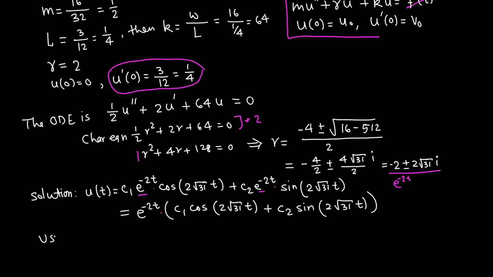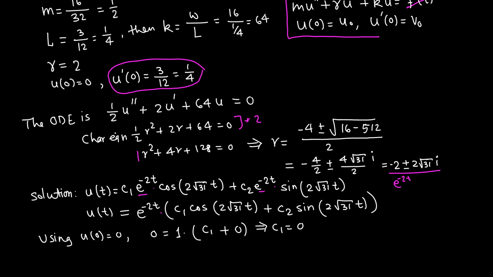So using u(0), initial displacement is 0, we get this u(t), by the way, here same thing, this is 0 when t is 0. So e raised to 0, which is 1, times inside c1 cosine 0. 0 times any finite number is 0, cosine 0 is 1, so just c1 plus c2 times sine 0. Sine 0 is 0, so there is no c2, just 0. So this is 1, c1 equals 0.